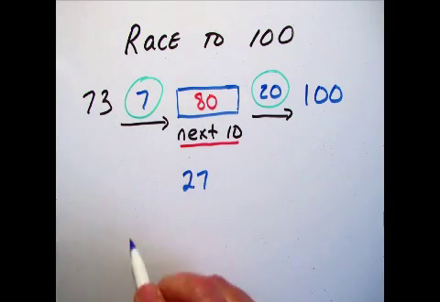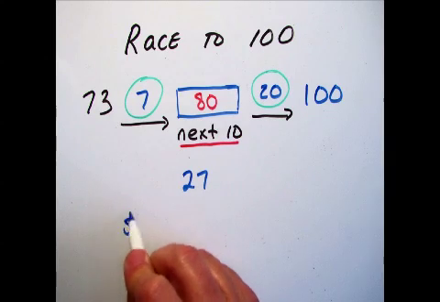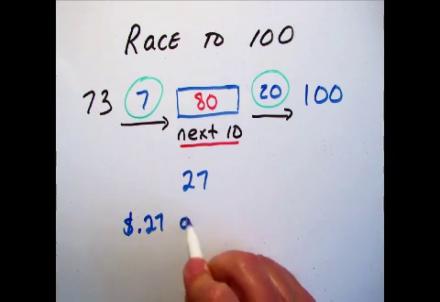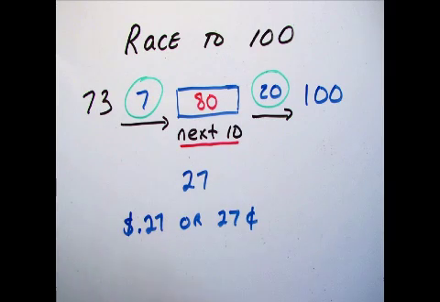Now we're going to write that in our money because how much change do I get? Well, I'm going to get what? I'm going to get 27 cents, or another way to write that is $0.27. And just like that, we've played the game Race to 100.